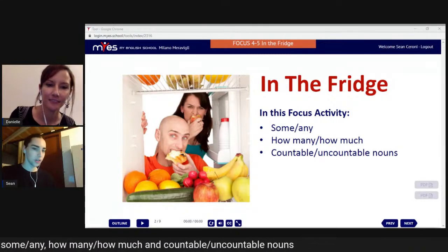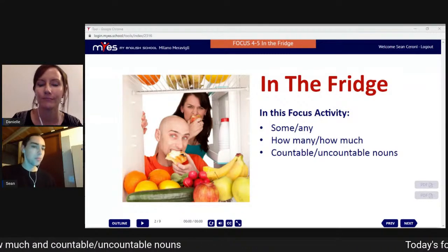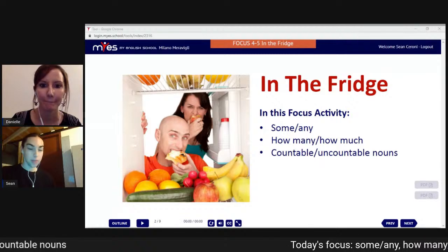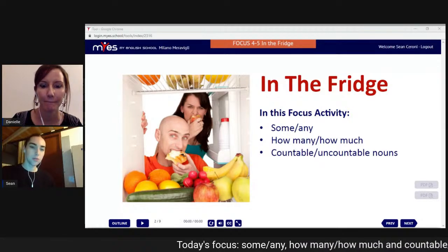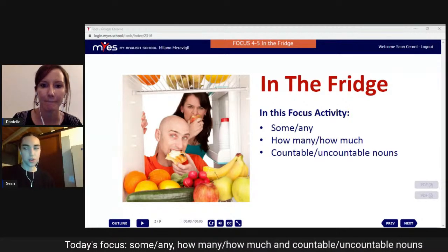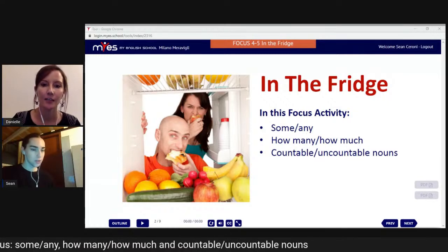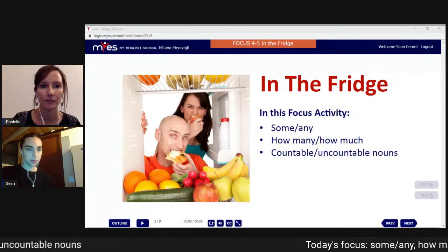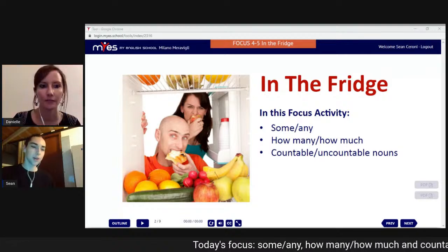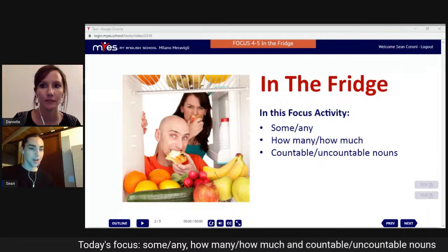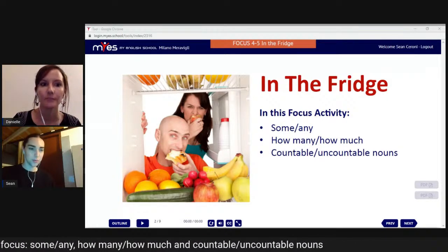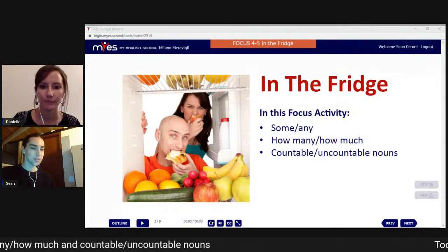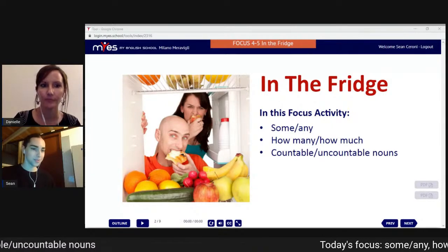So in the fridge, using some and any, how many, how much, with countable or uncountable nouns. With food, you can talk about things which are countable and uncountable, and the rules about how to talk about each one are slightly different, and we'll be covering that along with some vocabulary for food.